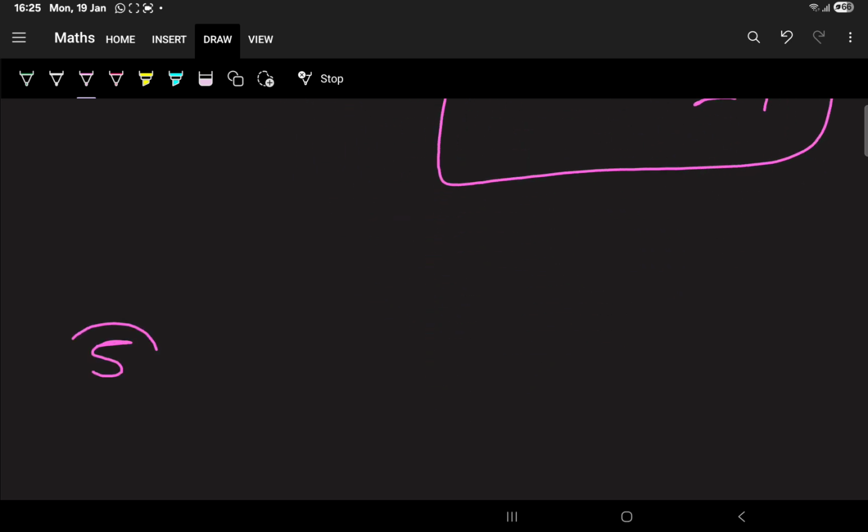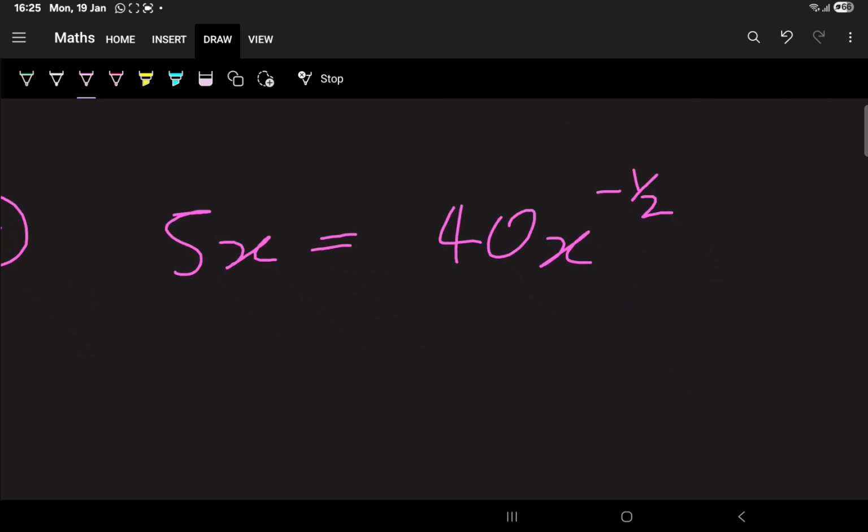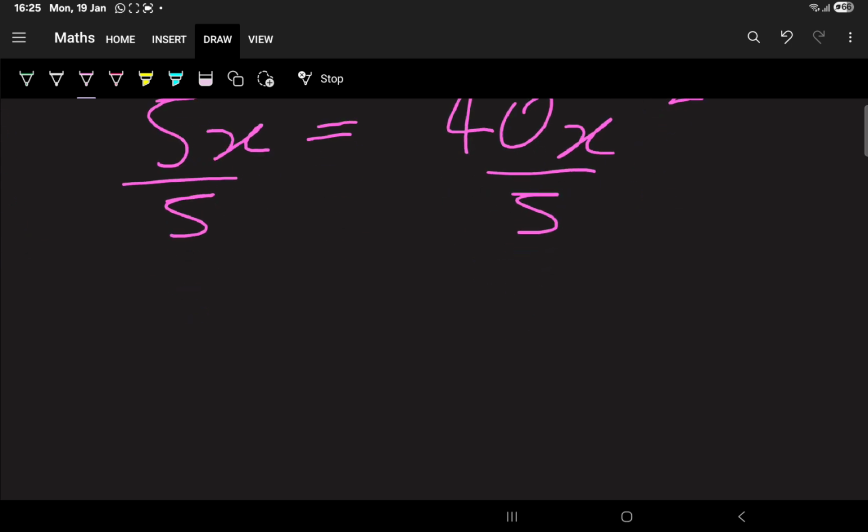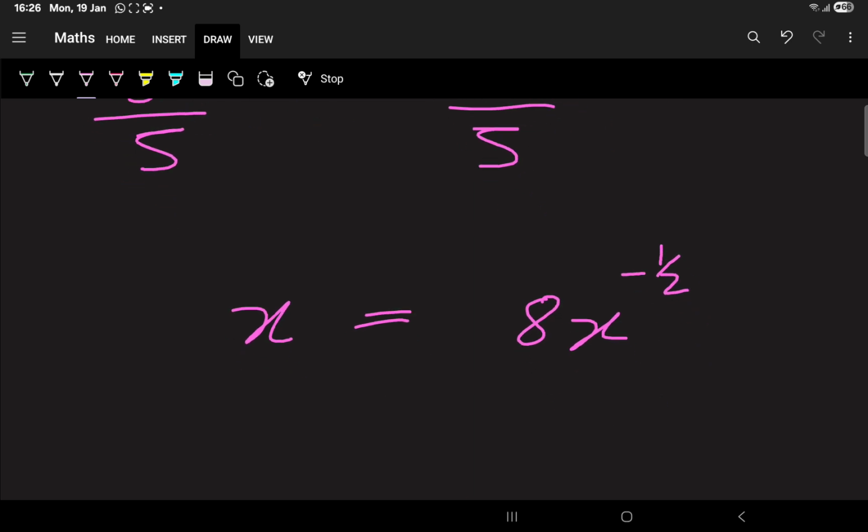Now moving on to our next question, question 5. We have an interesting problem here. So 5x is equals to 40x to the index of negative half. Now right here we can divide both sides by 5, and this is going to leave x is equals to 8x to the index of negative half. So also we can divide both sides by x, or we can divide both sides by x to the index of negative half. Whichever way will give the same result.